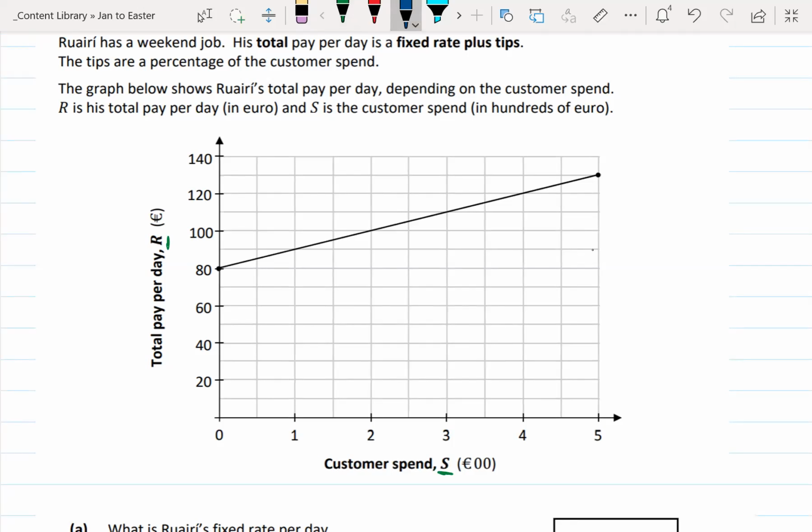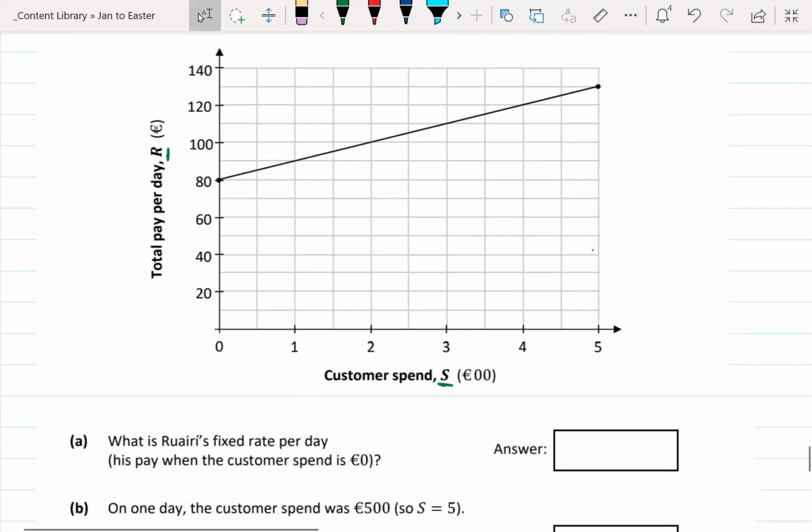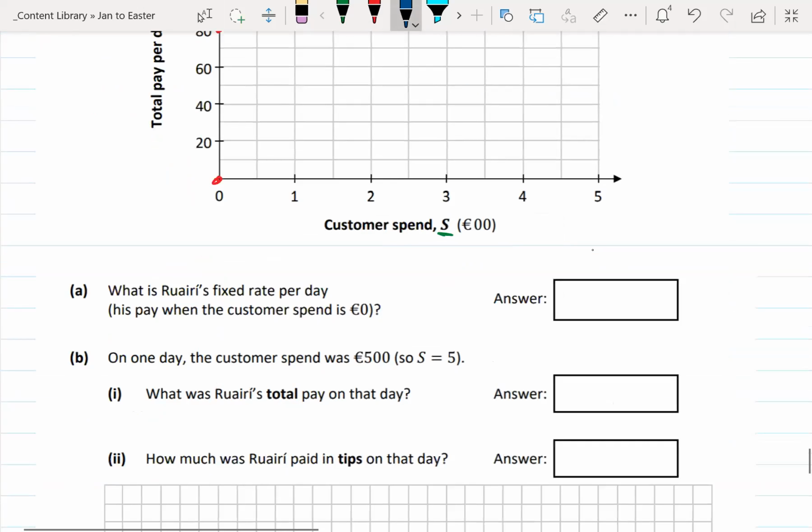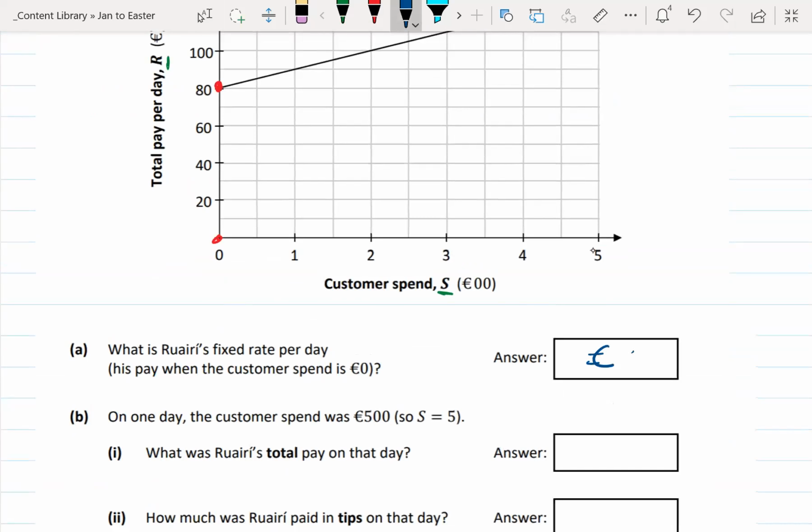So let's look at the first question here. What is Rory's fixed rate per day? His pay when the customer spend is 0. So when the customer spend is 0, we have to take our reading from here. When the customer spend is 0, his pay is 80. So Rory gets a fixed rate of 80 euros per day, regardless of how customer sales go. Even if there are no sales that day, he'll get 80 euros anyway, just for turning up to work.